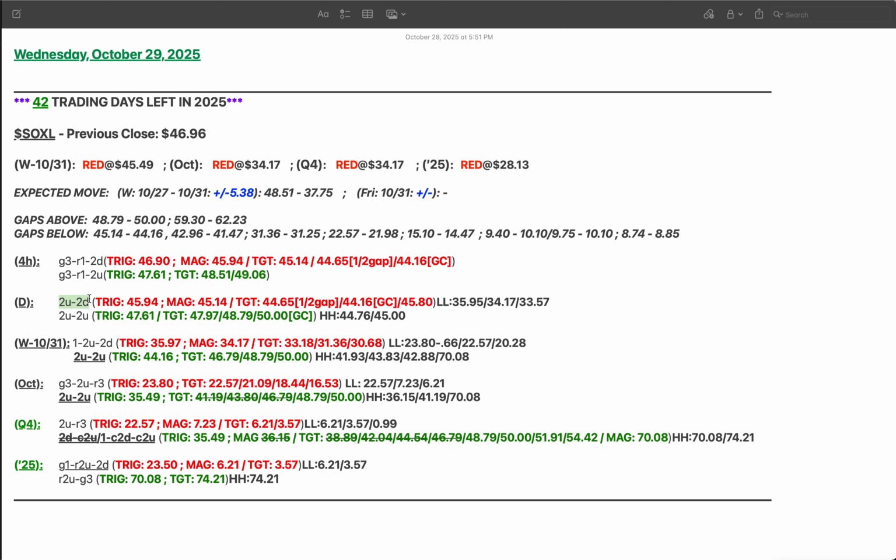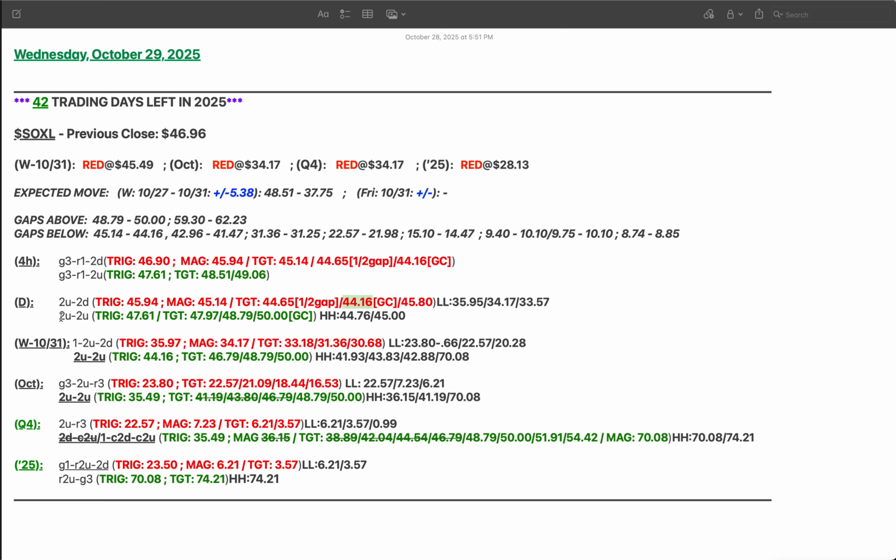And then on the day chart, if we go 2 up, 2 down, that triggers at 45.94, and the magnitude of that move is 45.14, but that's the top of the gap, and so we have the half gap of 44.65 and the full gap close of 44.16 on there as well, just because we're in the face of an uptrend, so we want to temper our expectations for puts. The full move there could be to 45.80, but we want to have those intermediate levels on the way down, just knowing we could flip at those levels. So don't be surprised if you see a bounce or even sideways action at any of these levels.